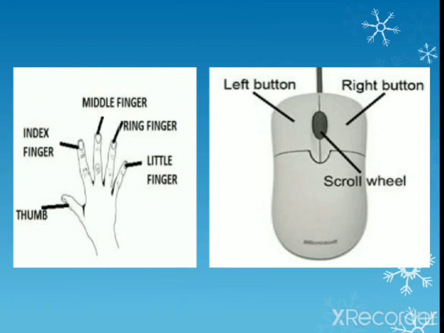These are the finger names in computer language, and I will start with the smaller one. The smallest finger we call the little finger, then the ring finger, then the middle finger, then the index finger and the thumb. So these are the buttons: the left mouse button, then the scroll button, and then the right mouse button.